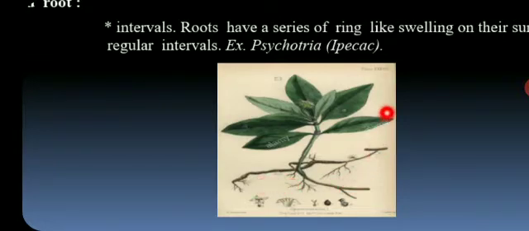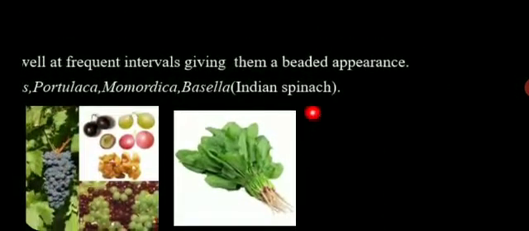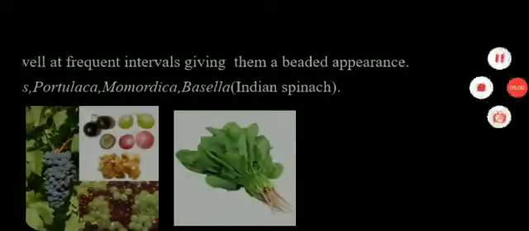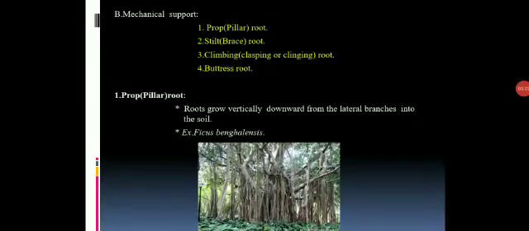Then only it is called an annulated root. The next one is mechanical support. The mechanical support can be classified into four major categories: prop root or pillar root, stilt root or brace root, clasping or clinging root or climbing root, and the last one is buttress root.